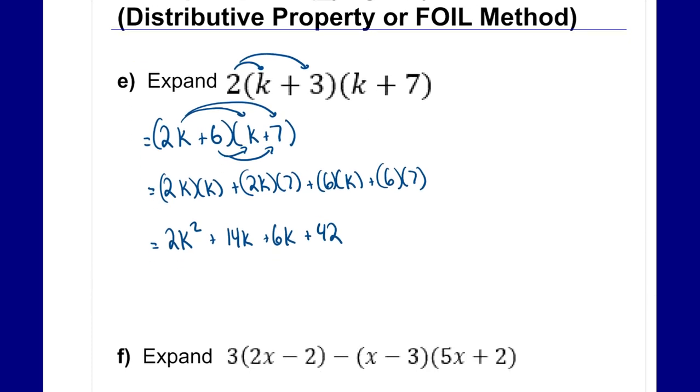Next, we're going to look to see if we can collect like terms. In this case, the values with just the k. So we get 2k squared plus 20k plus 42.